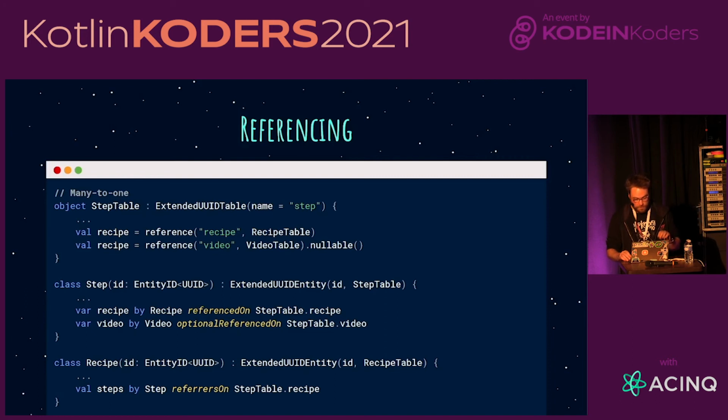And if the data is optional, you will be using the optional referenced on your object. And on the recipe side, I will have access to my steps, which will be using the referrers on step table recipe. So like this, you will have access to the data in a relational way.